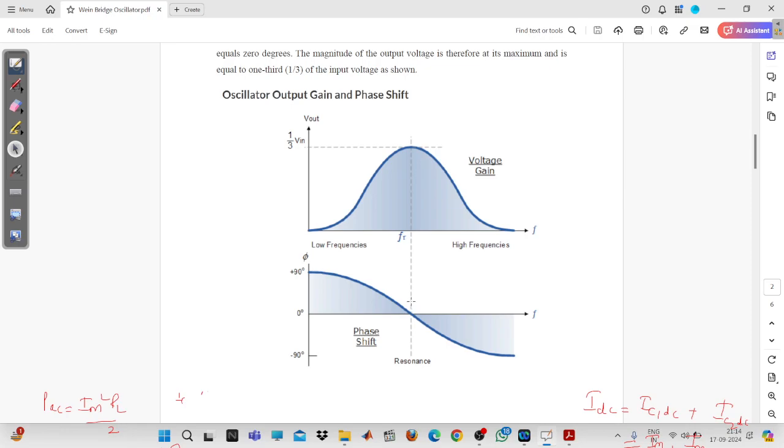This is the condition, and this is the reason why we are going to use the series combination of R1 C1 and the parallel combination of R2 C2, and this will act as a feedback to your input signal. So this is all about the Wien bridge oscillator.